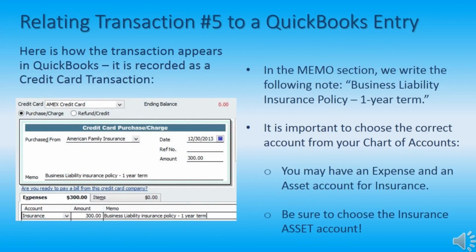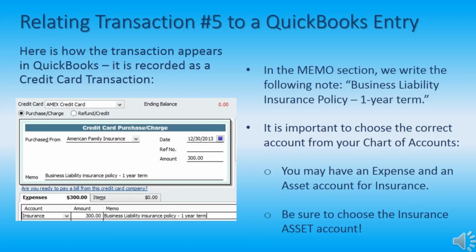And now let's relate transaction 5 to a QuickBooks entry. Here is how the transaction appears in QuickBooks. It is recorded as a credit card transaction, as you can see below. In the memo section of this transaction, we write the following note: business liability insurance policy, 1-year term.